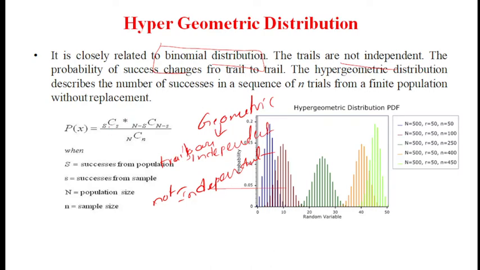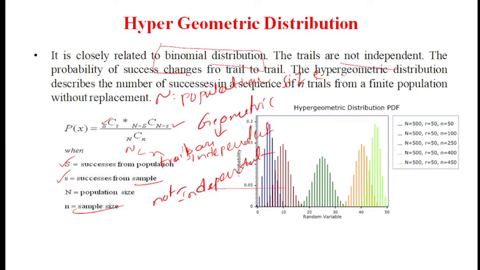P of x is equal to SCs into N minus S C n minus s, divided by NCn, where capital S indicates success from the population, small s indicates success from the sample, capital N indicates population size, and small n is the sample size.